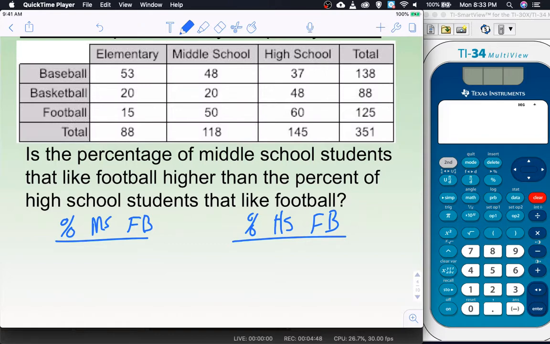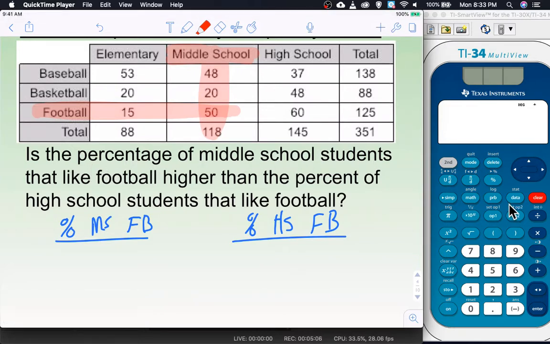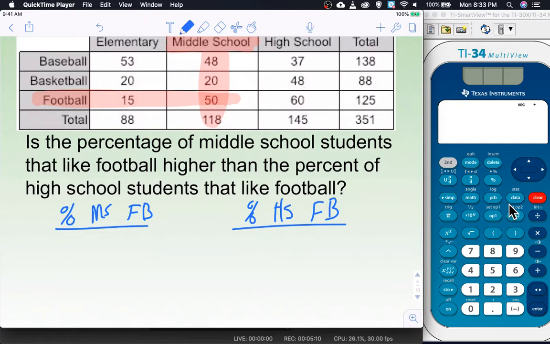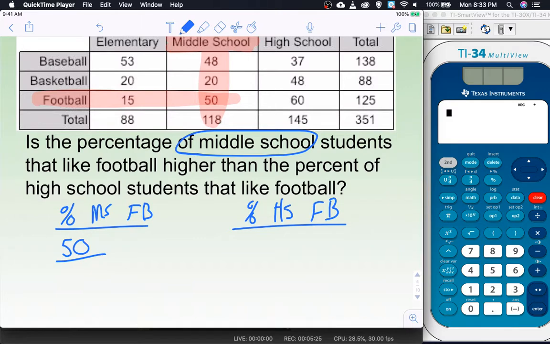So let's do one at a time. So middle school. I'm going to highlight the middle school in red. So in my middle school, what is the percentage of middle school students that like football? When I'm trying to figure out my percentage, I know there's a total of 50 middle school kids who like football. But how many total middle schoolers are there? That's my big number, the denominator, the total of everybody. Of the middle school students, how many are there? There are 118. So that's 50 of the 118 middle school students that like football.